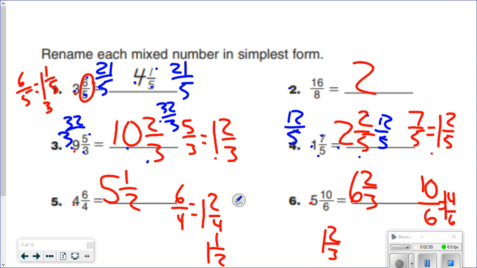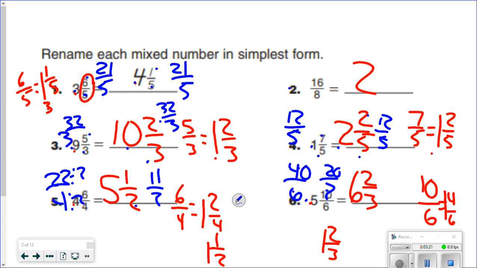4 times 4 is 16, plus 2 is 22 over 4. Ooh, did I make a mistake there? It's 22 over 4. 5 times 2 is 10, plus 1 is 11 over 2. I didn't make a mistake, because look, divide by 2 and it's 11 over 2. Last one right here, 5 times 6 is 30, plus 10 is 40 over 6. 6 times 3 is 18, plus 2 is 20 over 6. If I divide these two by 2, I also get the same problem. Let's keep moving on here.